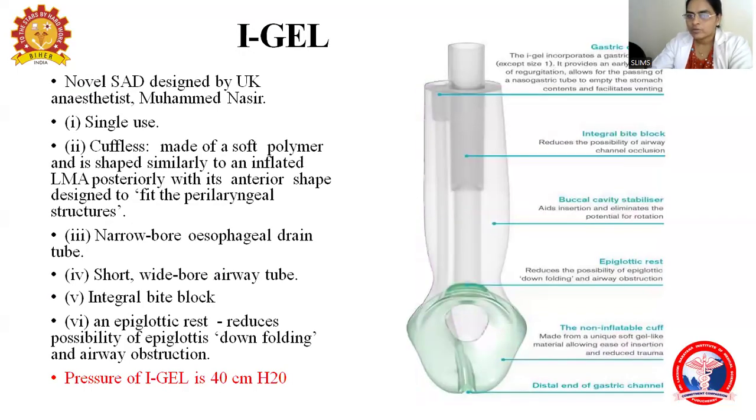So the novel supraglottic airway device is designed by UK anesthetist Nazari. It is single-use, cuffless, made of soft polymer, and is shaped similarly to an inflated element posteriorly, with its anterior shape designed to fit into the perilaryngeal structures. Narrow bore esophageal drain tube, short wide bore airway tubes, integral bite blocks, and an epiglottic rest reduce the possibility of epiglottis downfolding and airway obstruction. The pressure in the i-gel should be 40 centimeters of water.